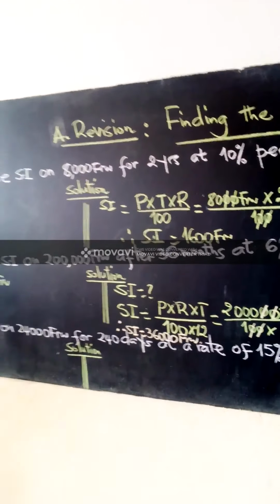Faster. Find the simple interest on 24,000 francs for 240 days. Look, the time is in days. Be careful. At a rate of 15% per annum means per year. We have the principal, 24,000 Rwandan francs. We have the time, 240 days. And what else do we have? We have the rate of interest, which is equal to 15%. The question is, find the simple interest.